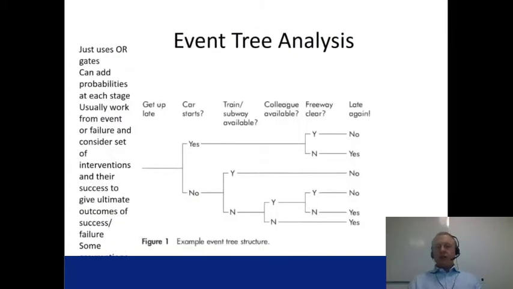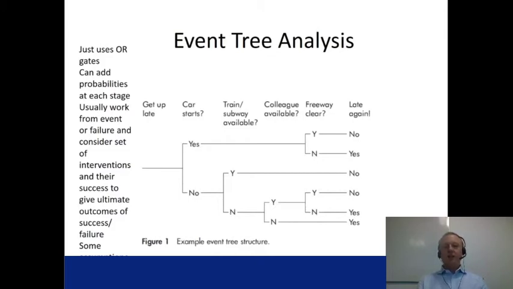Now, event tree analysis, as I said before, deals with something going wrong at the start. If something goes wrong, does that then lead to your undesirable outcome? So here we have the classic situation of ending up late again to work. So you get up late. Does the car start? Yes or no? If it does start, is the freeway, the motorway, clear? If it is, then you're in work. That's fine. You make work on time. If it's not clear, then you're late again.